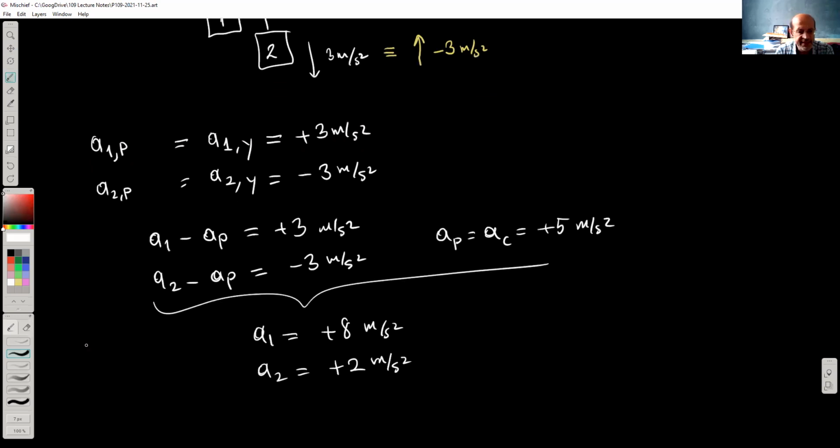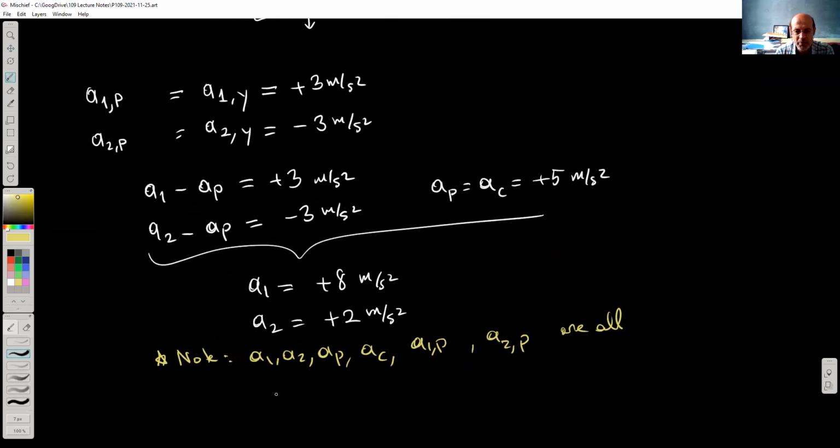So let me just say in here, I didn't write this thing down, so note: A1, A2, AP, AC, A1P, A2P are all y components of the corresponding vectors.